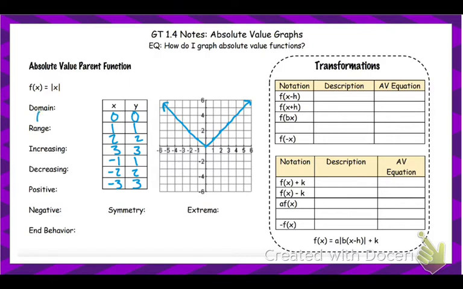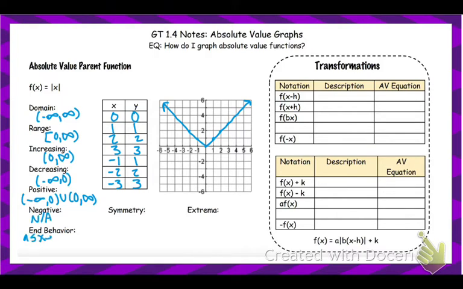So the domain of this graph is from negative infinity to infinity. And this is just reviewing all those characteristics we talked about the very first day. The range of this graph is from 0 to infinity. Again, it is a bracket at 0. This graph is increasing from 0 to infinity, decreasing from negative infinity to 0, positive from negative infinity to 0, and also from 0 to infinity. Remember, at 0, it's just 0. It's not really positive. It's not negative anywhere.